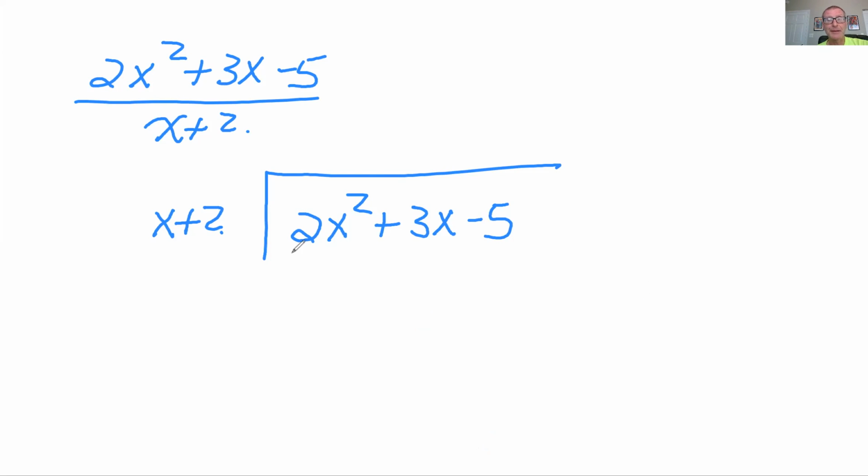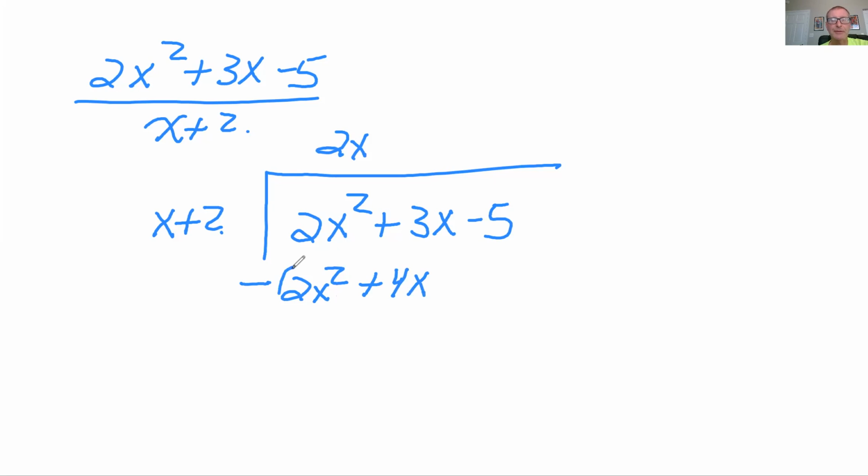So the idea is that because we have 2 terms here, we have to do 2 terms in the divisor as well. And so think about it. What you want to do is you want to get rid of the first term. So what do we have to multiply x by to get 2x squared? And that would be 2x. So 2x times x is 2x squared. 2x times 2 is plus 4x.